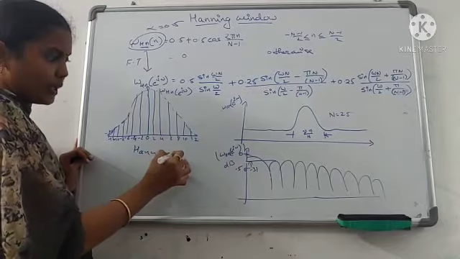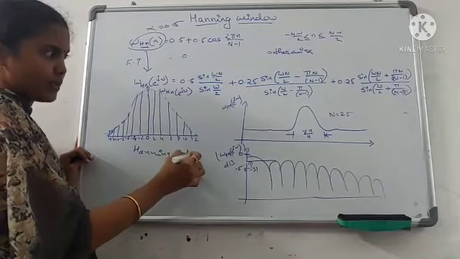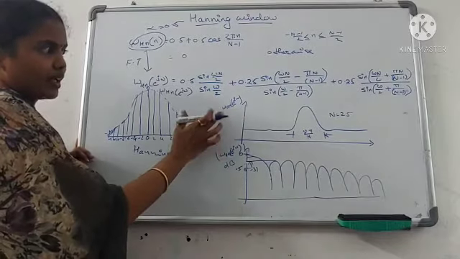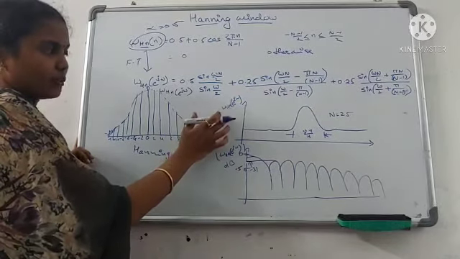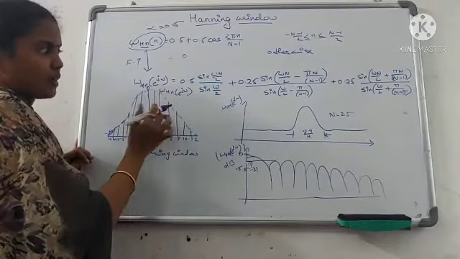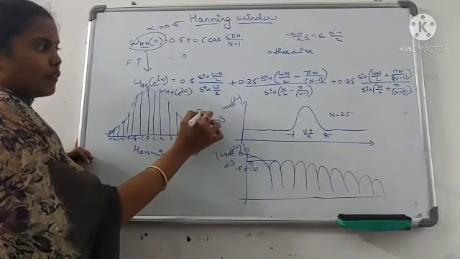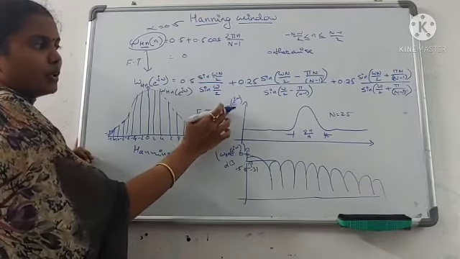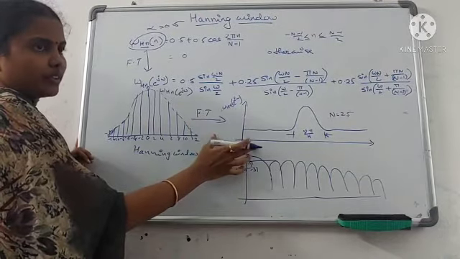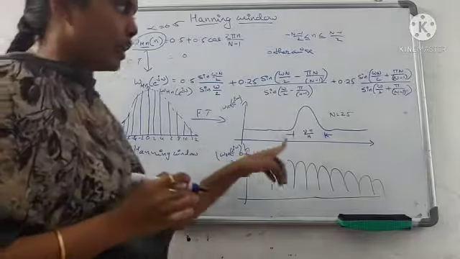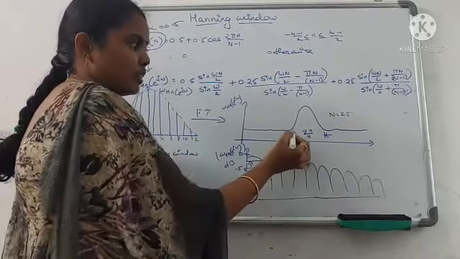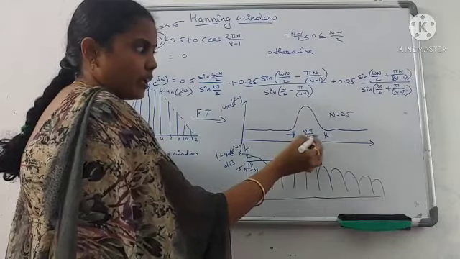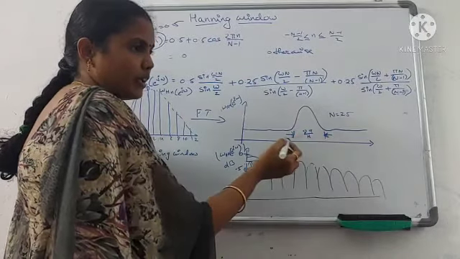Now you have to multiply the window with the impulse response. Then you get H_R of e power j omega, the Fourier spectrum. W_H of e power j omega is like this. Here the width of the main lobe is 8 pi by N.